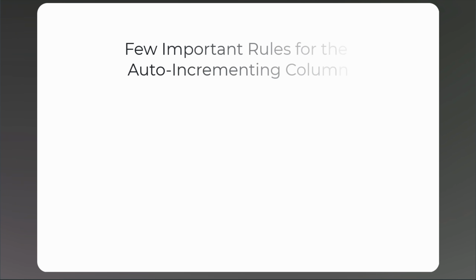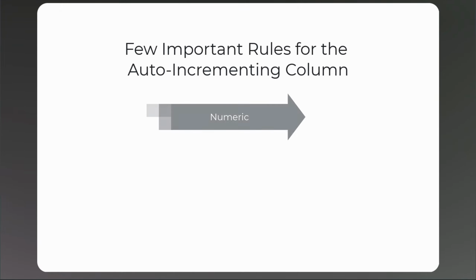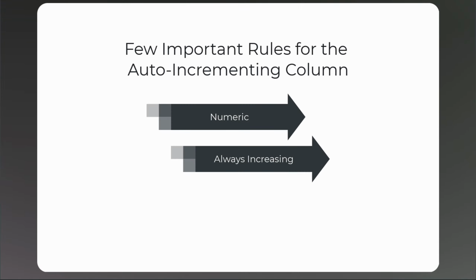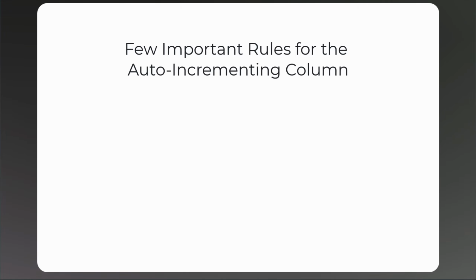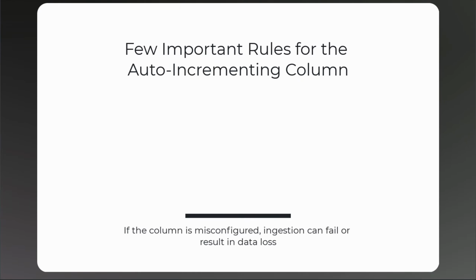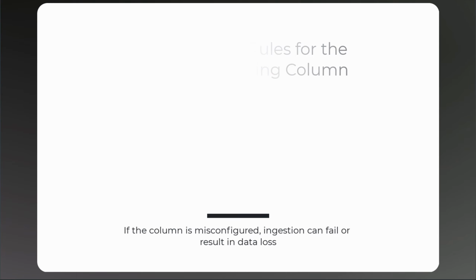There are a few important rules for this column. It must be numeric, always increasing, and never null. Hevo compares these values across pipeline runs. Important point: if the column is misconfigured, ingestion can fail or result in data loss.